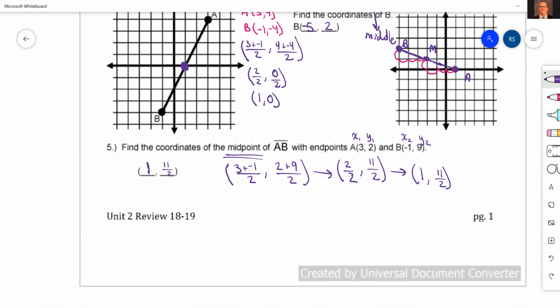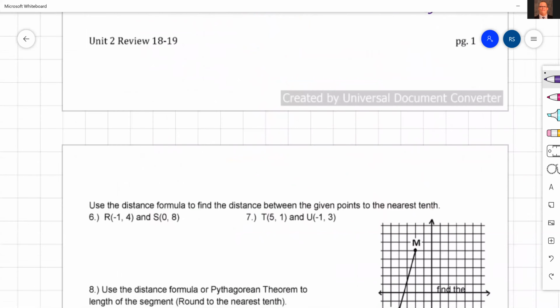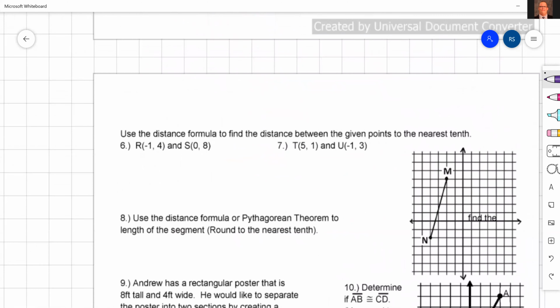Okay, so that's the first page. That's problems 1 through 5. Now let's get to the second page.